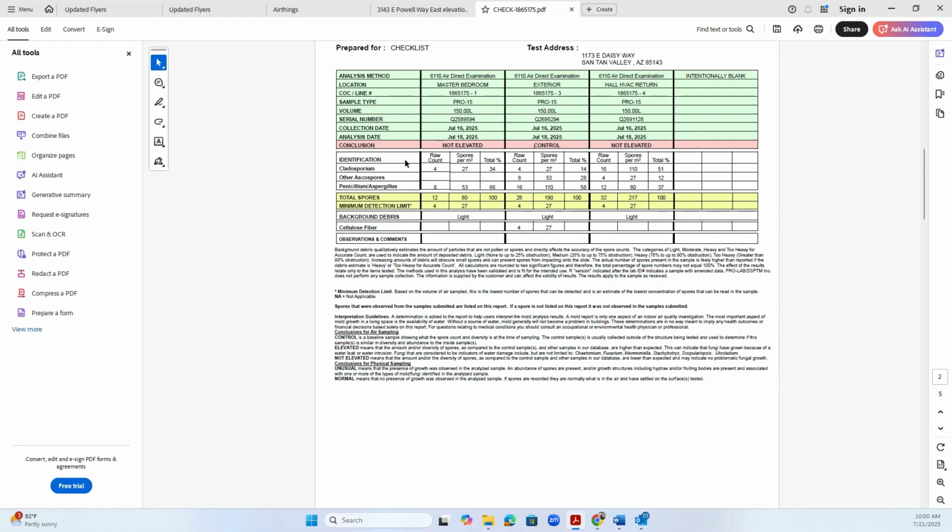So in conclusion, the big thing is look at that conclusion line. Are you elevated or not on page 2? If you have any questions, give us a call. We'd be more than happy to help out.